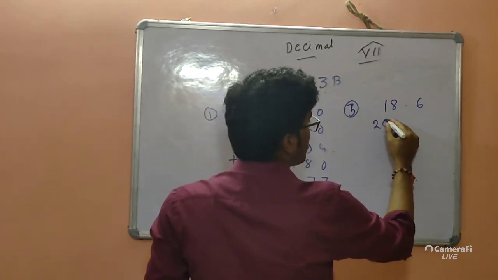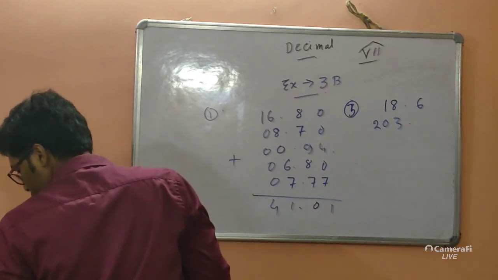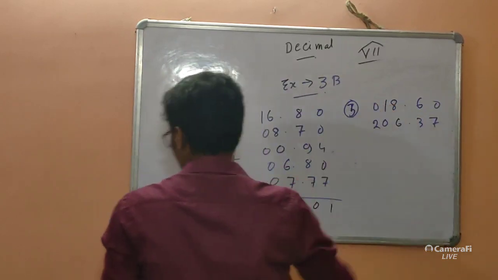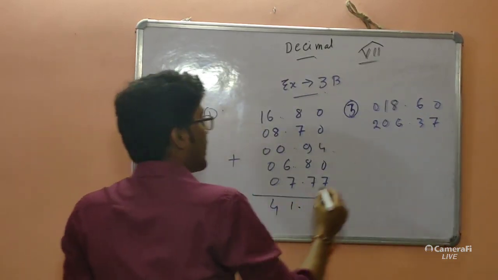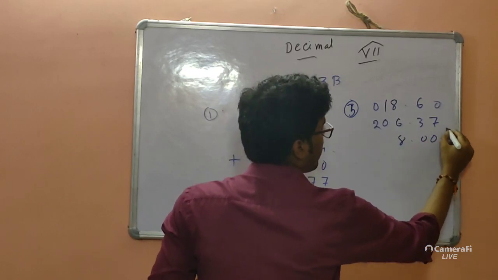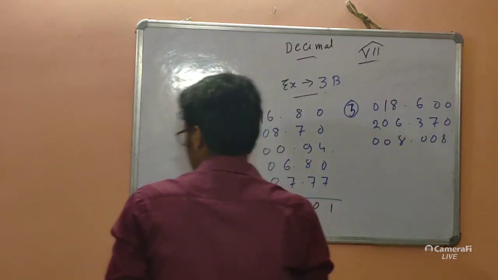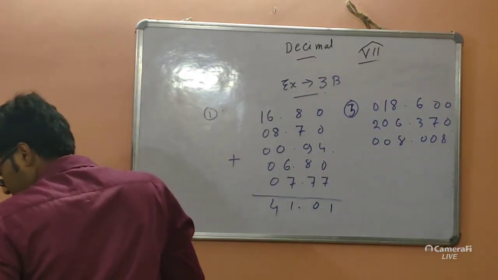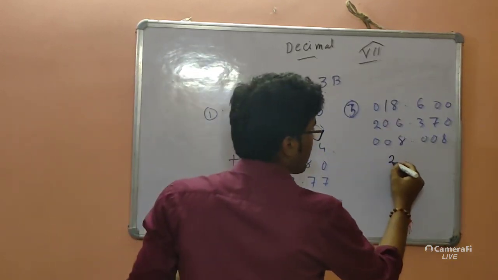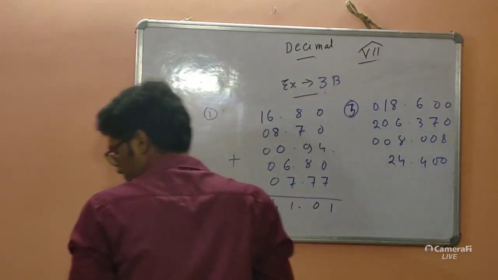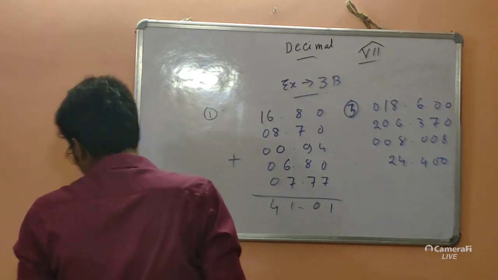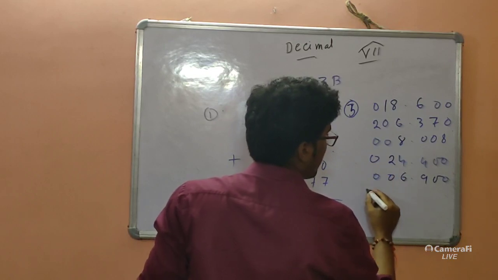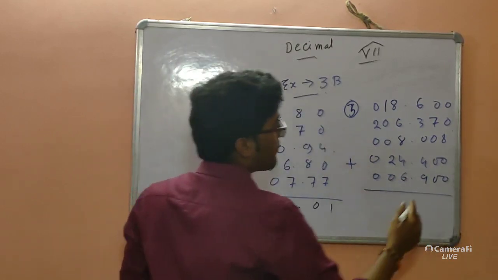18.6, 206.37, 8.008. What we are doing, we are converting each of them into like decimals. If you write in column method, it will be easy for you to convert. Next, 26.4, and then we have 6.9. Okay, now you can easily add, right?